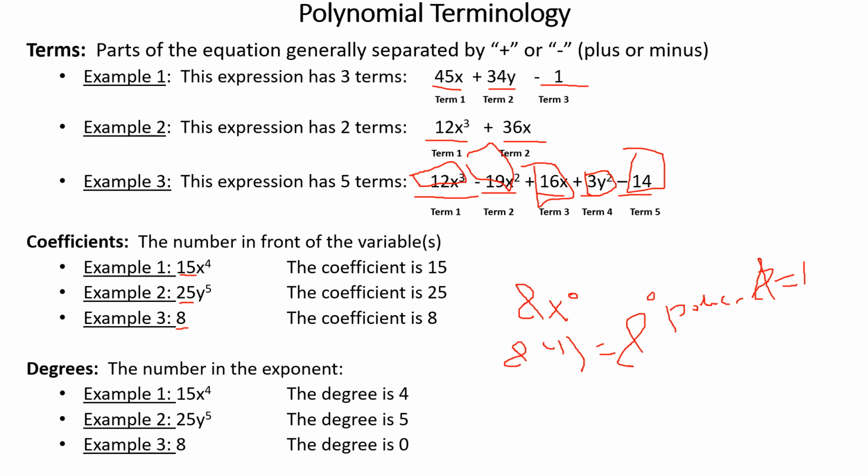And then the degree. This is the exponent. In 15x to the fourth, it's 4. 25y to the fifth, it's 5. And again, as I showed you a moment ago, for 8, the degree is 0, because this is the same as 8x to the 0, and anything to the 0 is 1. So this is to the 0 power.